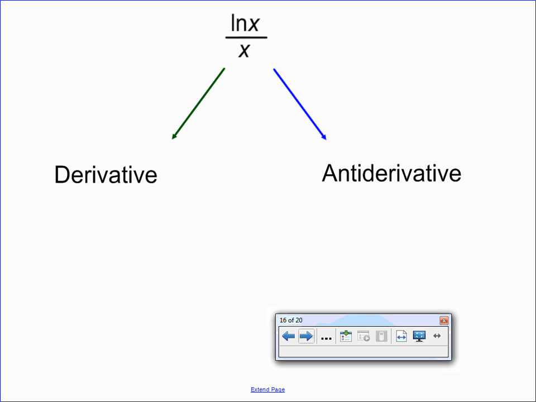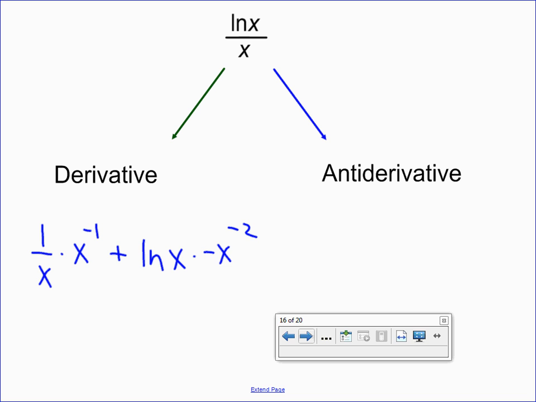Number 16. You can do it in parts. 1 over x times x to the negative 1 plus ln of x times negative x to the negative 2. Are you done? It's all right. This is my think bubble. You did ln of x times x to the negative 1.